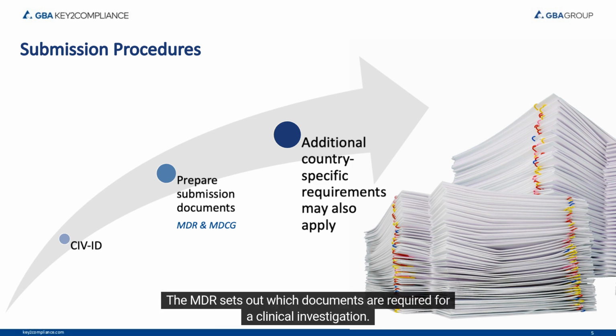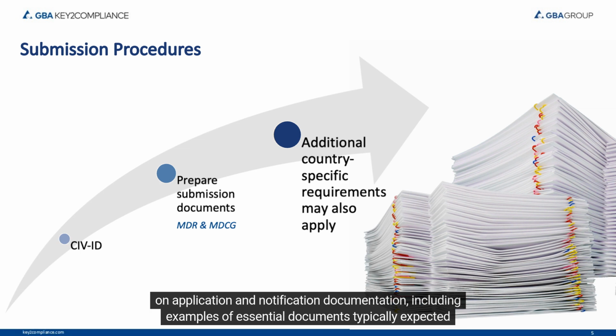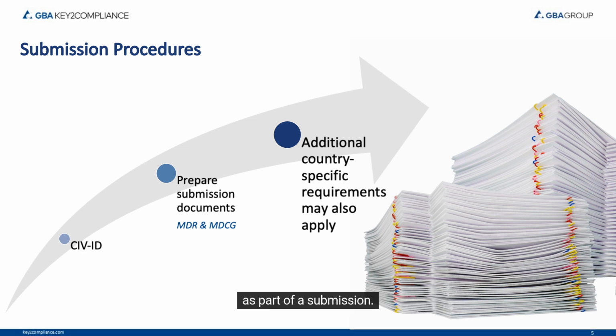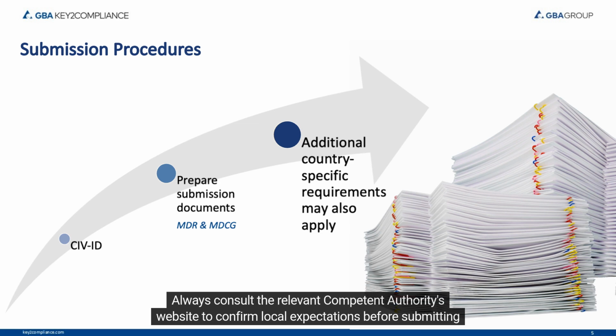Once the CIV ID is in place, the next step is to prepare the submission documentation. The MDR sets out which documents are required for a clinical investigation. This information is described in dedicated annexes of the MDR. In addition, the Medical Device Coordination Group guidance documents provide practical recommendations on application and notification documentation, including examples of essential documents typically expected as part of a submission. Finally, remember that additional national requirements may also apply. Always consult the relevant competent authority's website to confirm local expectations before submitting your application.